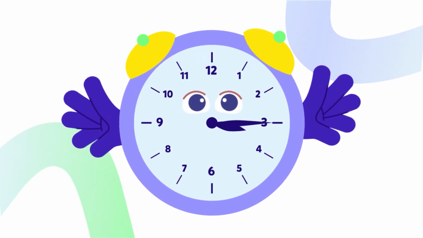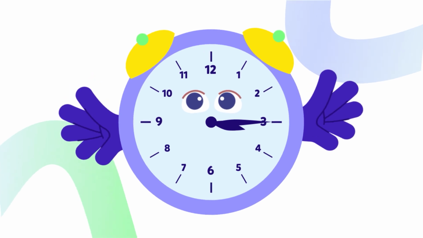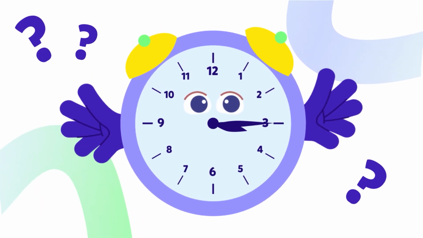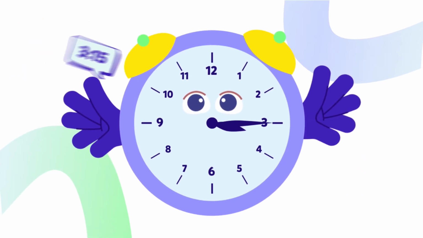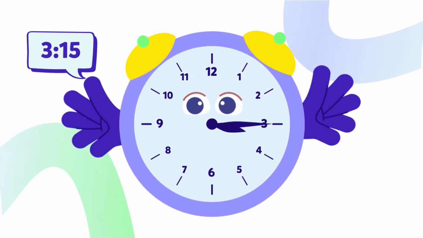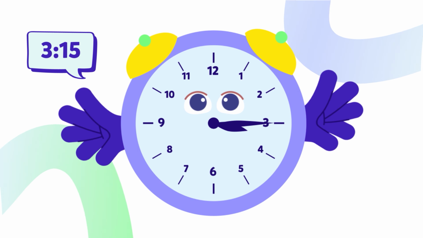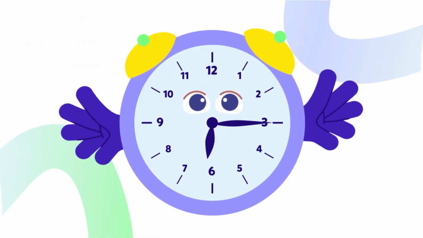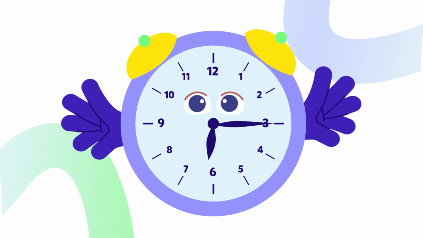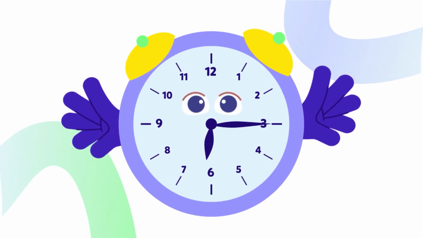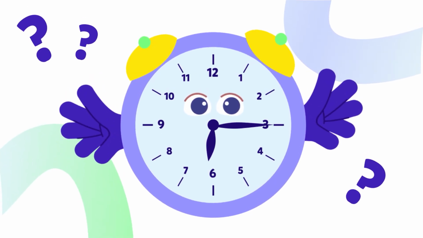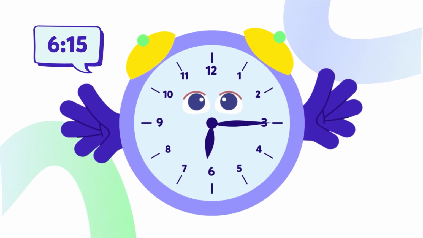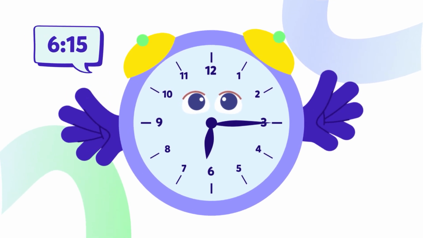What time is it? The big hand is at 3. The small hand is just past 3. It's 3:15. What time is it? The big hand is at 3 and the small hand is just past 6. It's 6:15.